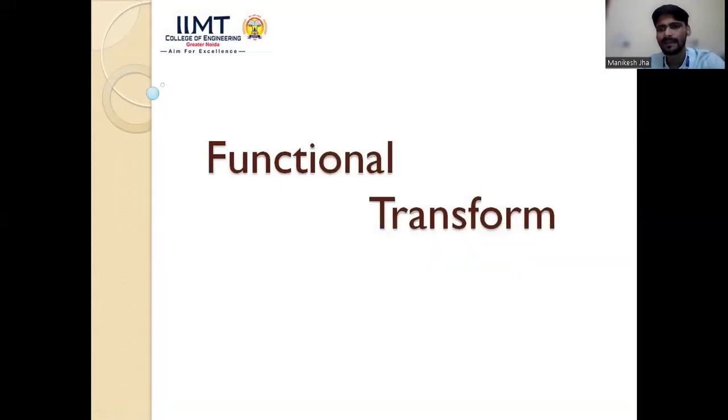So these are the three basic signals we discussed: the unit step signal, the unit impulse signal, and the decaying exponential signal. And we saw the Laplace transform of these three functions. For the unit step signal, the Laplace transform is 1 by s. For the decaying exponential signal, it is 1 upon s plus a. And for the impulse signal, the Laplace transform is 1.